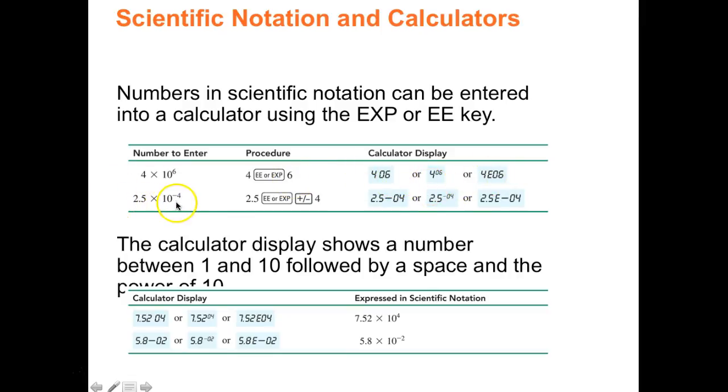If it's 2.5 times 10 power negative 4, then it's 2.5 EE or EXP, and then plus minus. You'll use this function to convert that exponent into negative. Otherwise, it becomes a positive 4 if you don't do that, okay?